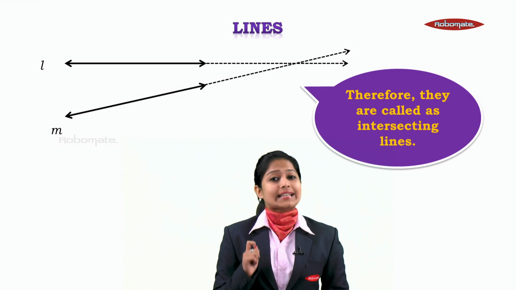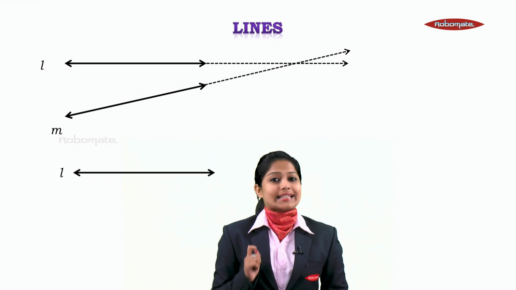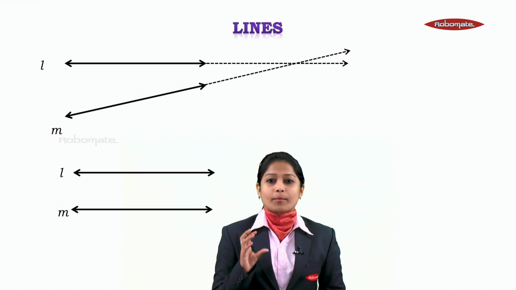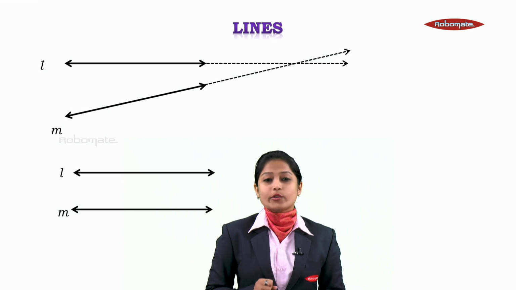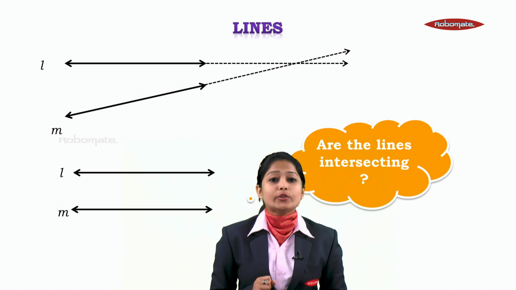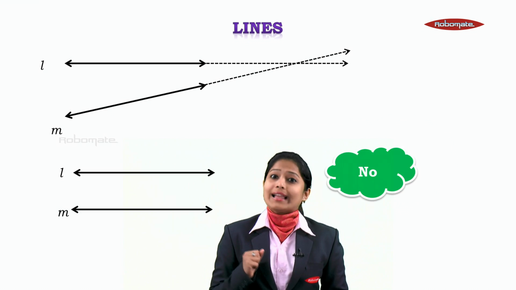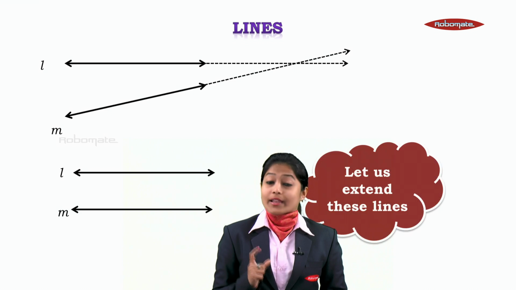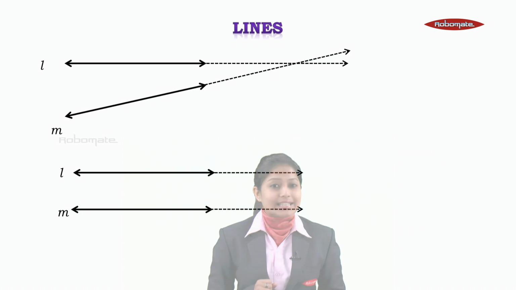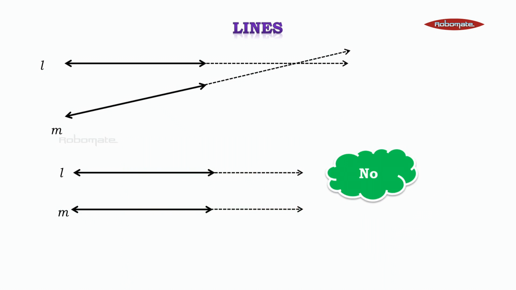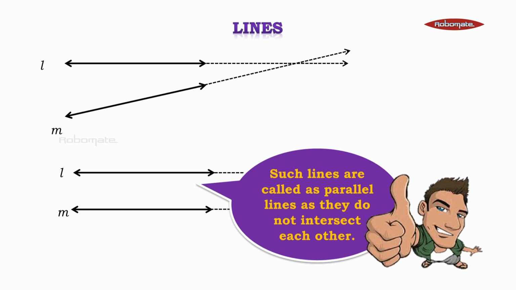Now students, let us again take the two lines, line L and line M. This time, we're just changing the position of the two lines. Now students, tell me, are the two lines intersecting each other? No. Let us extend these lines. Now tell me students, are they intersecting each other? No. Therefore, these lines are called parallel lines as they do not intersect each other.